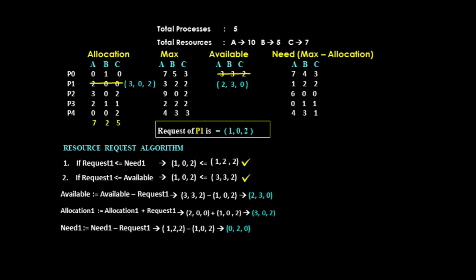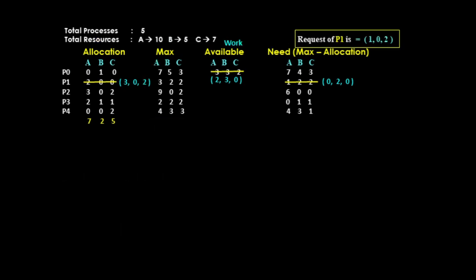Now next we have to change the need vector, that is the need values allocated to the process. It is decreased by subtracting the requested resources from the values already stored in the need. That is 102 is subtracted from 122. Now it becomes 020. At this stage, we have to check whether this scenario leads the system to an unsafe state. This can be done with the help of the safety algorithm which was discussed earlier.